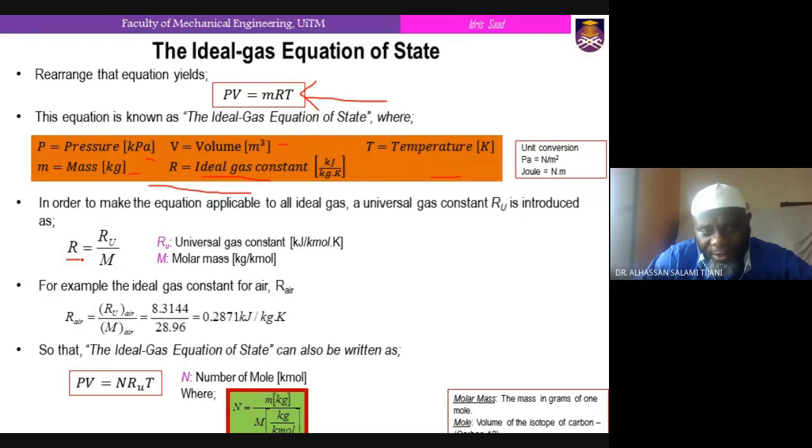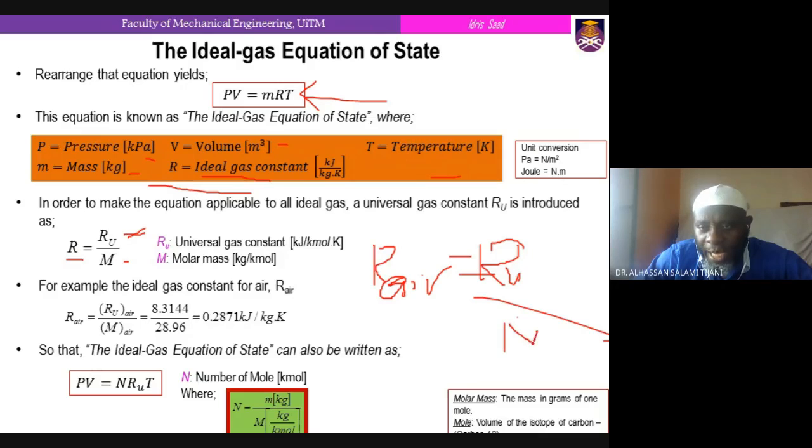So we have the ideal gas constant equals Ru divided by M. This M is the molar mass of the ideal gas. Okay, so this universal gas constant is for any gas. It's a constant value. So let's say if I want to find the ideal gas constant for, let's say, air or oxygen. So this gives me Ru divided by, let's say, the molar mass of air.